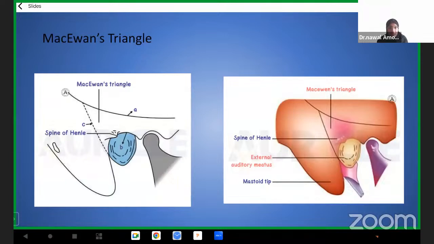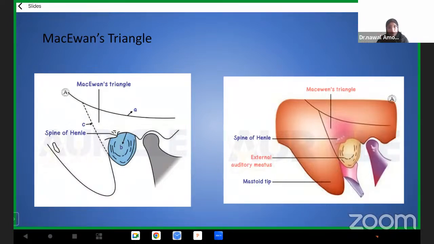Now we have the last thing, that is McEwen's triangle. McEwen's triangle is actually a marker and also an important point. It is behind the outer part of the ear. If you feel behind your ear, you have a bony prominence, that's your mastoid bone. Behind that mastoid bone, there's a hollow. That triangle is known as McEwen's triangle.